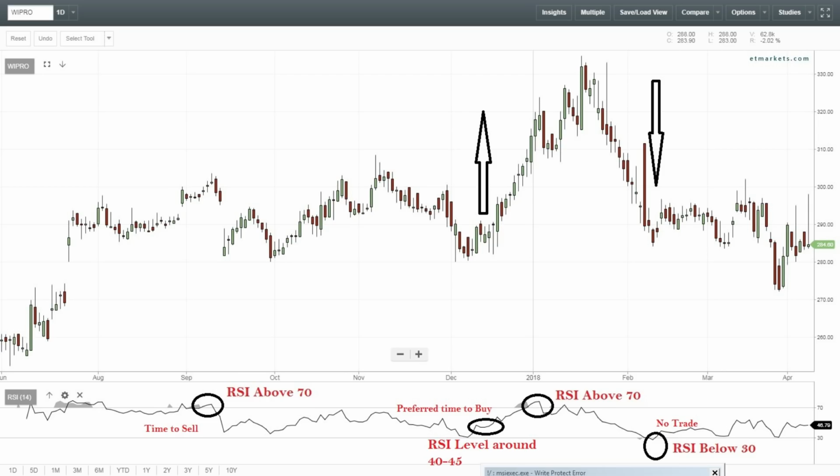There are also many other indicators available, like moving averages, moving average convergence divergence, Bollinger Bands, and so many others that we will see in the upcoming videos and lectures. Definitely that is how indicators are important.